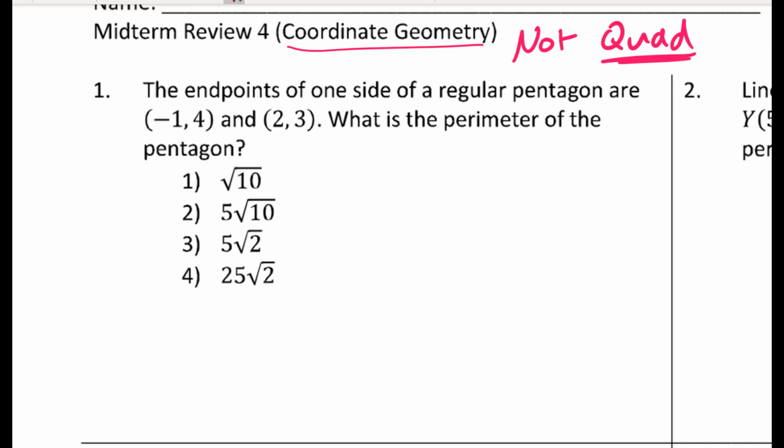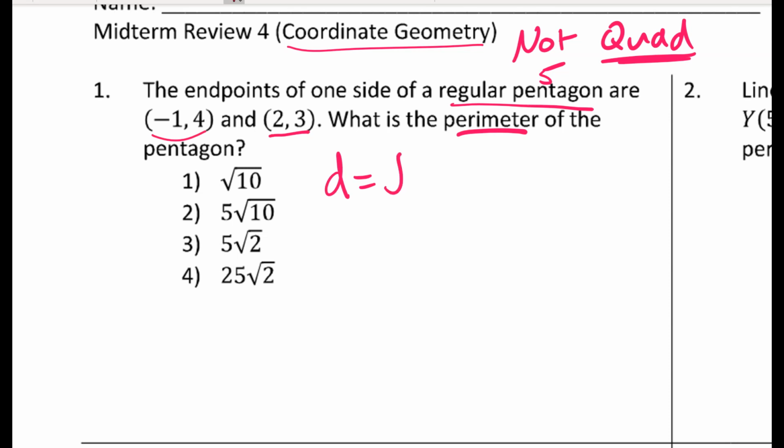So for number one, the endpoints of one side of a regular pentagon. When it's a regular polygon, that means all sides are congruent. When it's a pentagon, that means there are 5 of them. The endpoints of one side are (-1, 4) and (2, 3). What is the perimeter of the pentagon? Remember, to find the perimeter, you need to add up all the sides.